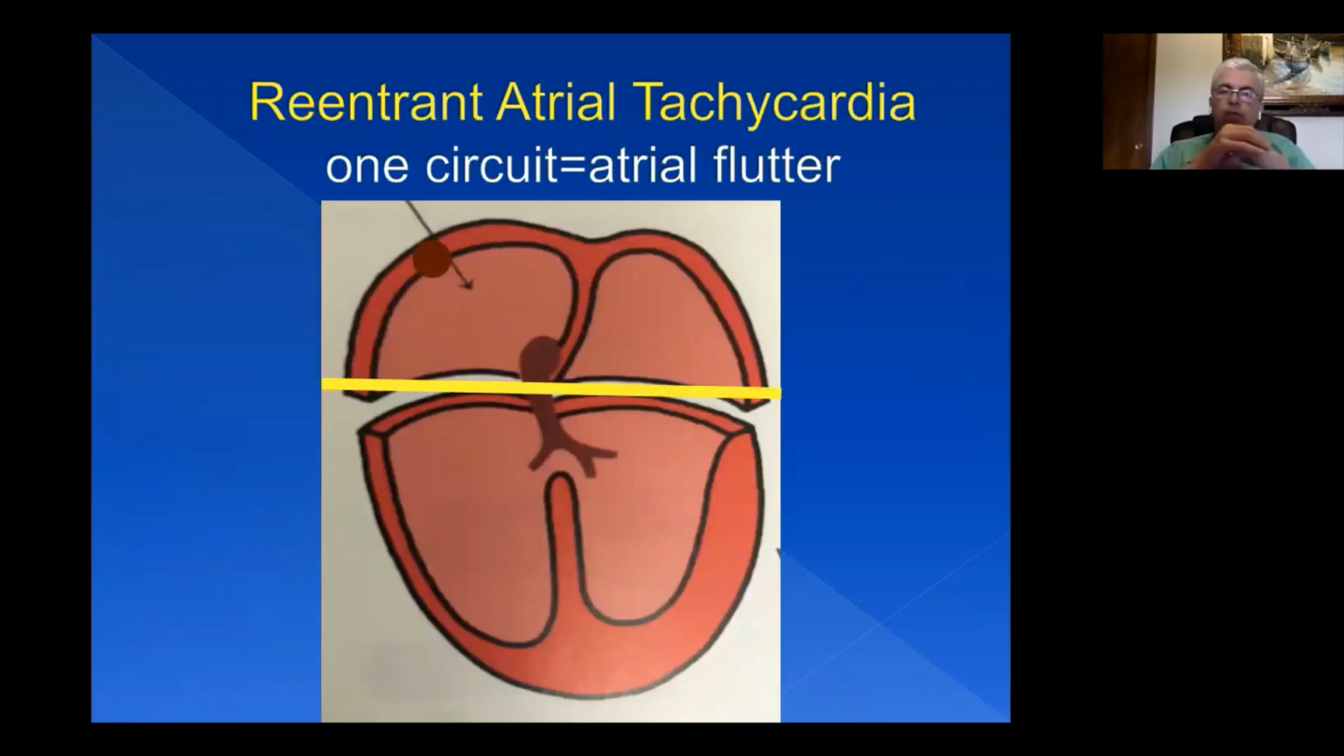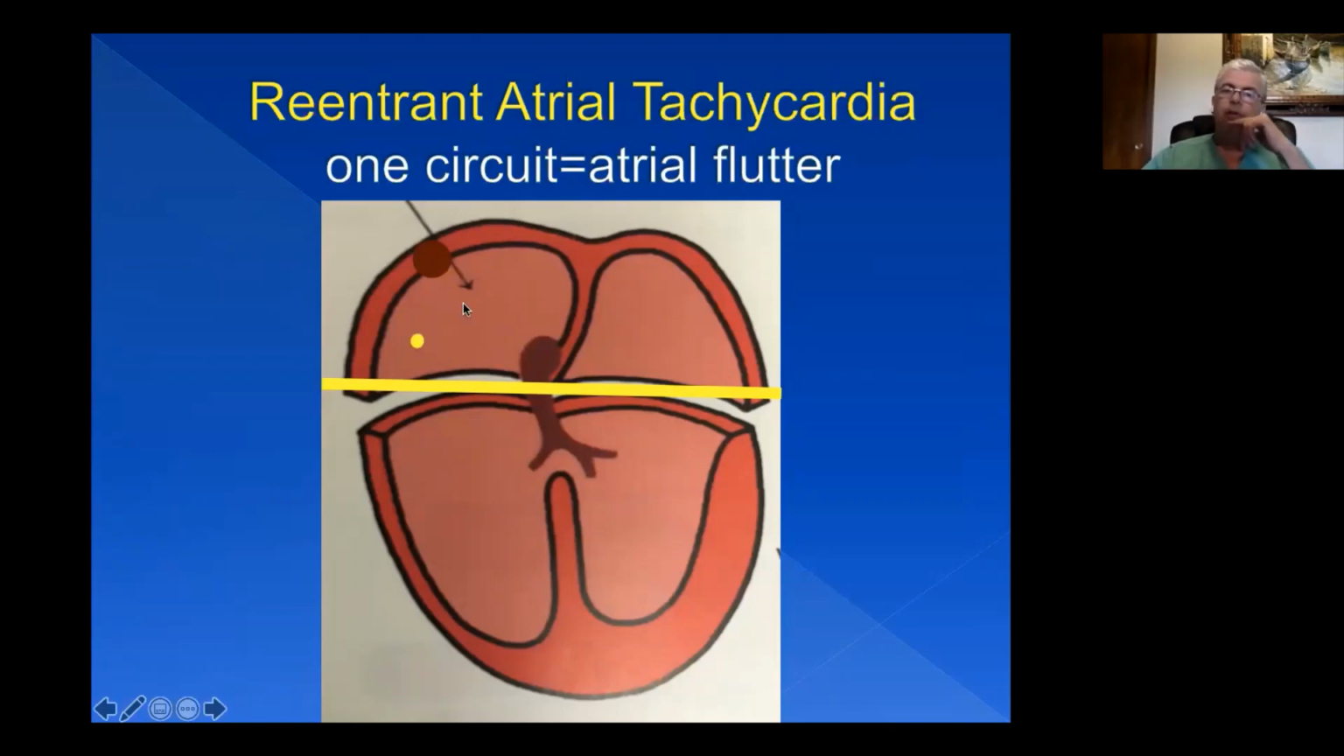So we discussed sinus tachycardia and atrial tachycardia as a result of being focal, whether it's one focus or multiple foci. Now let's talk about atrial tachycardia that's a result of reentry. If we have one circuit, we call it flutter. If we have multiple circuits, we call it fibrillation.